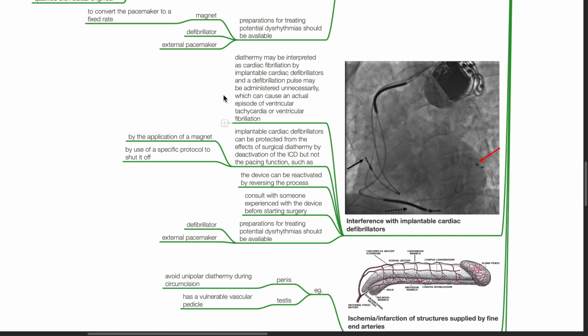Implantable cardiac defibrillators can be protected from the effects of surgical diathermy by deactivation of the ICD but not the pacing function, such as by the application of a magnet or by use of a specific protocol to shut it off. Consult with someone experienced with the device before starting the surgery. The device can typically be reactivated by reversing the process. Preparations for treating potential dysrhythmia should be available, such as a defibrillator and external pacemaker.